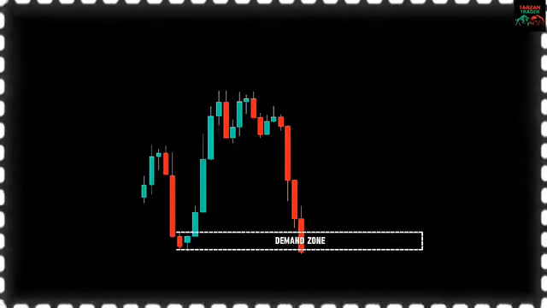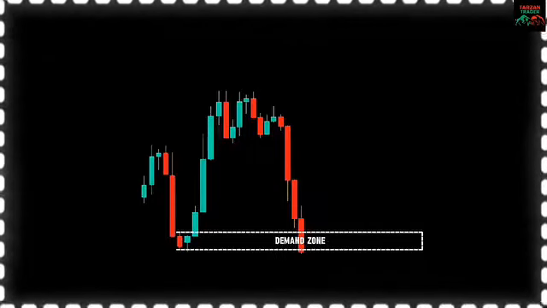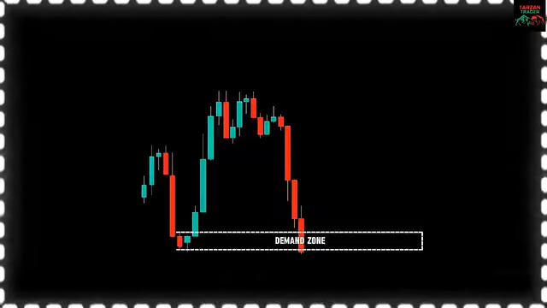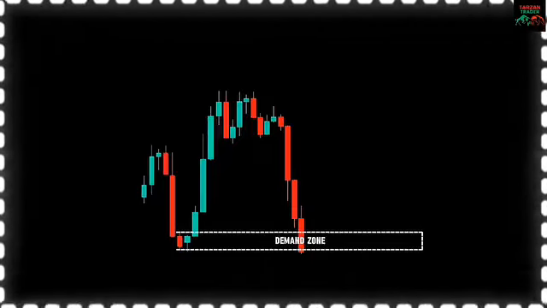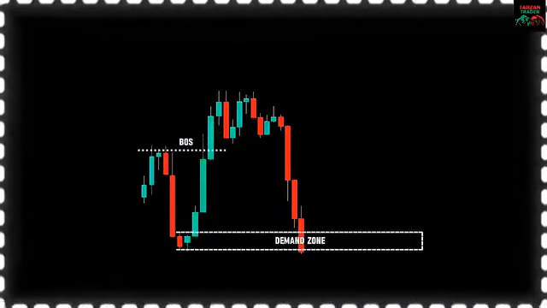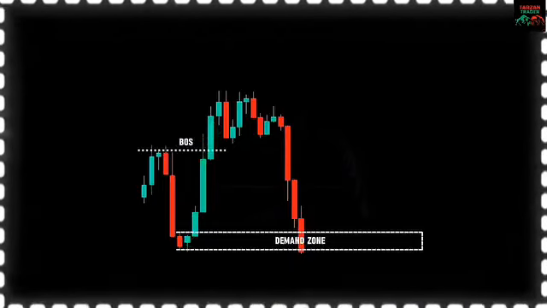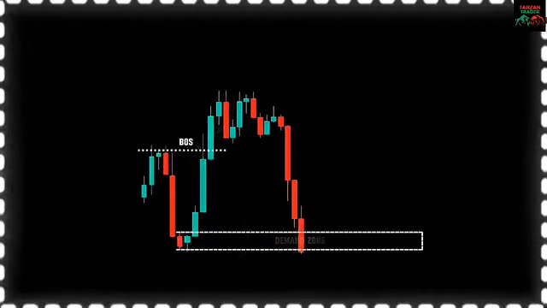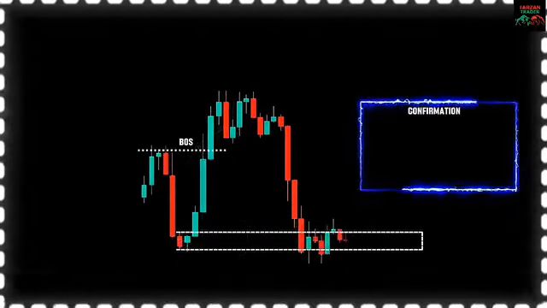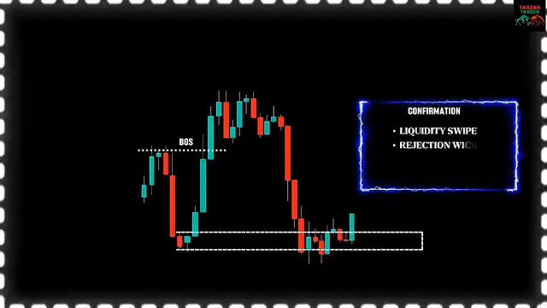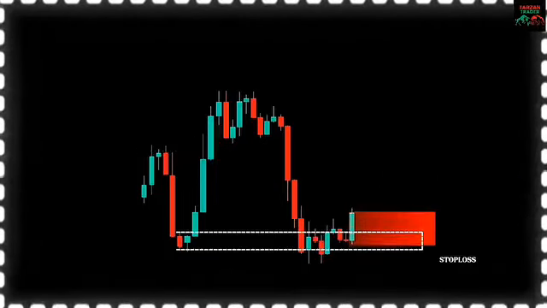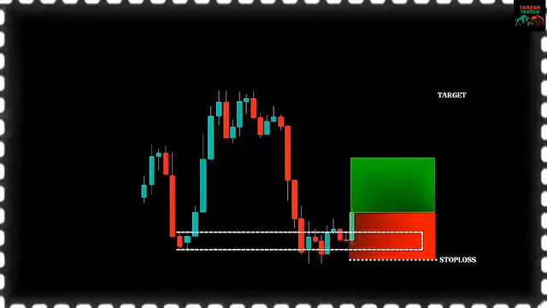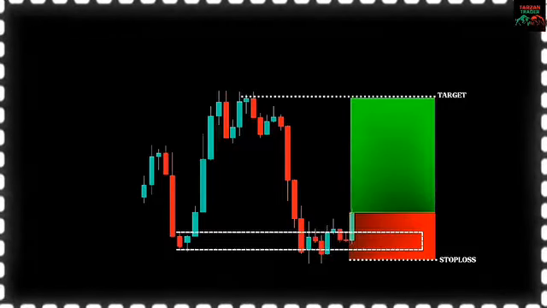Same rule as supply. The move must break structure. If price goes up but doesn't break a previous high, it's not a real demand zone. It's just a pullback. Only mark a demand zone if the bullish move breaks the previous swing high. Break of structure equals confirmation that institutions were actually involved. Once price returns to the zone, look for confirmation: liquidity sweep, rejection wick, engulfing candle, imbalance fill, whatever fits your entry model. Stop loss goes below the demand zone. Targets: previous high, imbalance above, or 1 to 3 to 1 to 5 RR depending on the move.